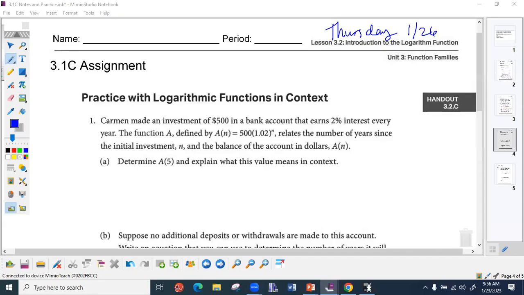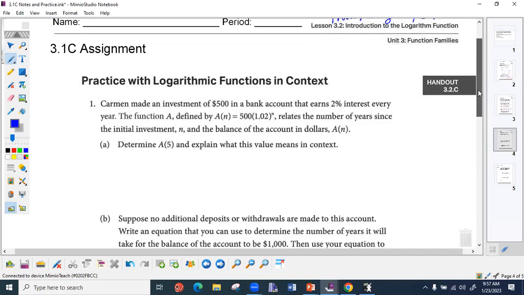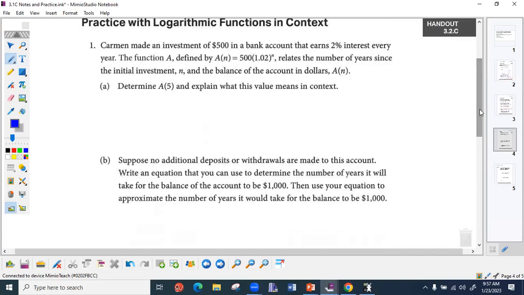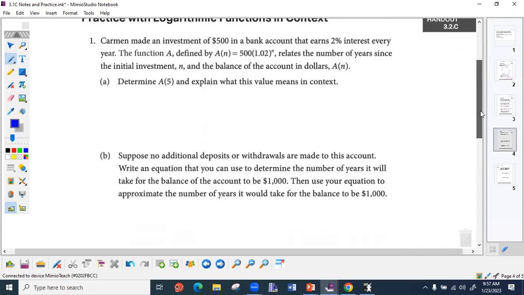Okay, so some hints for you as you're working through your assignment. On number 1, problem example 1, practice 1, it's telling you everything you need to know, right? You have Carmen here, and Carmen made an investment of $500 into a bank account that earns 2% interest every year. Okay, so notice when Carmen's equation was created, the 500 was her initial amount, right? Her growth rate is an increase, so therefore it was 100% plus 2%, right? That's 102%.